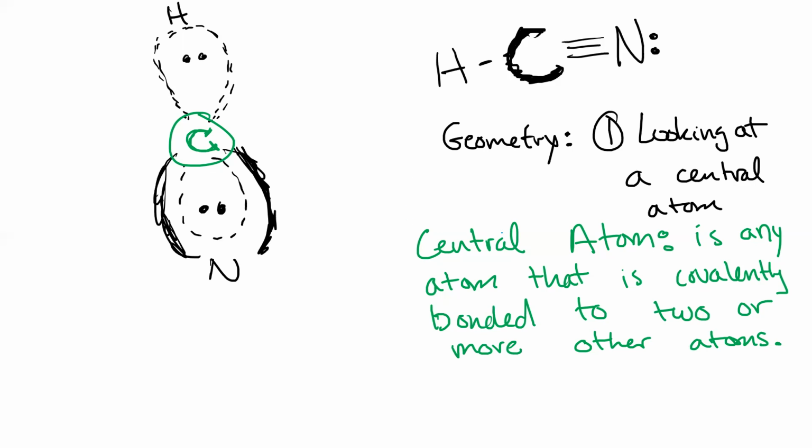So when we're talking geometry, we're looking at a central atom that involves covalent bonds. And that's why I did specify in the central atom definition that it is any atom that is covalently bonded to two or more other atoms, because it needs to be a covalent bond and cannot be an ionic bond.